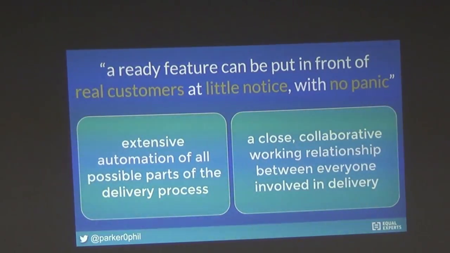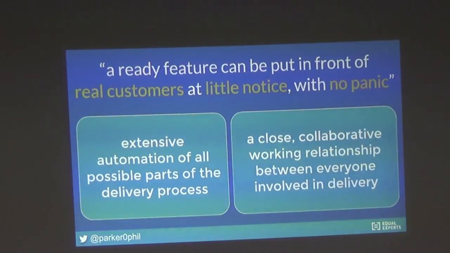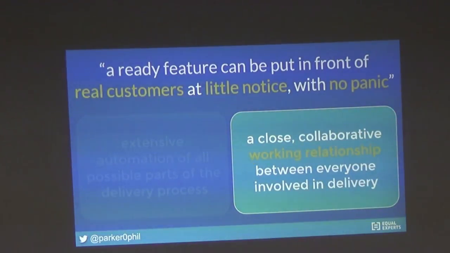It's an interesting term, because it's one of those terms that, when you read it, you go, yes, of course, why wouldn't you have a close collaborative working relationship between everyone involved in delivery? But if you read it quite carefully, it doesn't say that much, and actually it's pretty wide ranging. Everyone involved in delivery, in some organizations, could be an awful lot of people. And what do we really mean by working relationships?